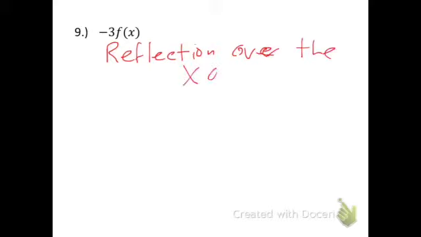On 9, we got the negative out front, which is going to do a reflection over the x-axis. If you had it inside, that'd be a reflection over the y-axis. But the 3 also is going to stretch the function, so we're going to have a vertical stretch.